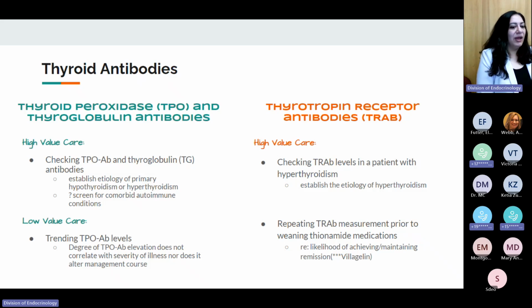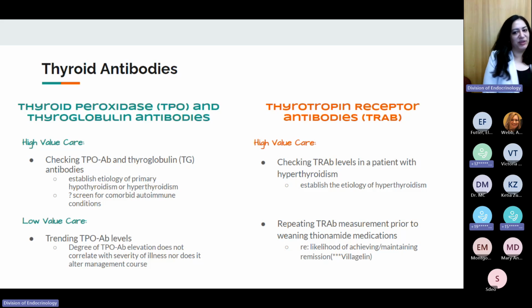Low value care related to thyroid peroxidase antibody is trending a TPO antibody level or repeating it once it's already been positive. And studies have proven this because the degree of thyroid peroxidase elevation does not have any correlation with the severity of illness, nor does it alter your management course relating to your thyroid hormone dose per se. That's based on your thyroid levels themselves.